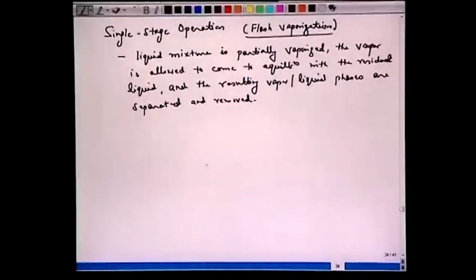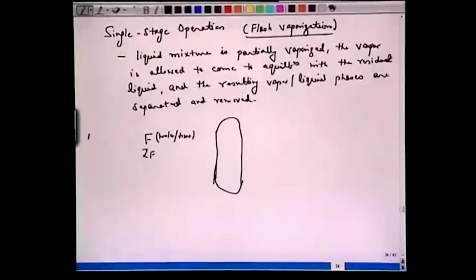Let us draw the schematic of this single stage operation or flash vaporization. Essentially we have a flash drum here. It's a very simple device, a flash drum in which a feed or liquid is brought in. Let's say the feed flow rate is F moles per unit time, so moles per second. The composition of this feed is ZF. We have binary components A plus B, and ZF is the mole fraction of the more volatile component A. That's the convention. So 1 minus ZF is the mole fraction of the less volatile component here.